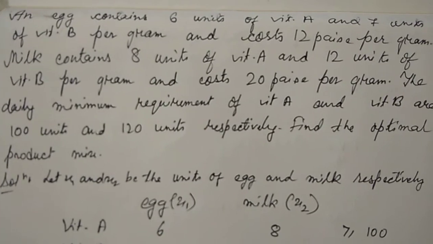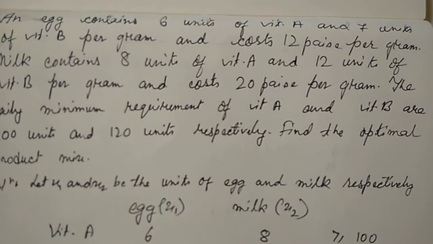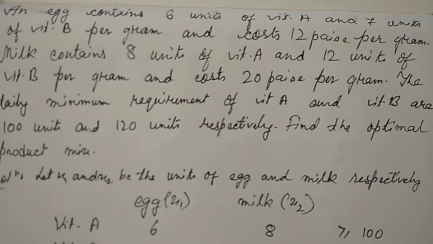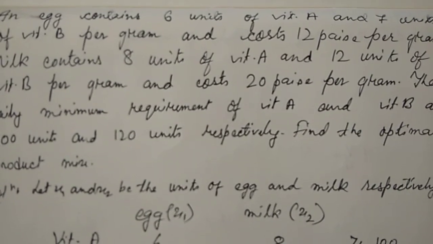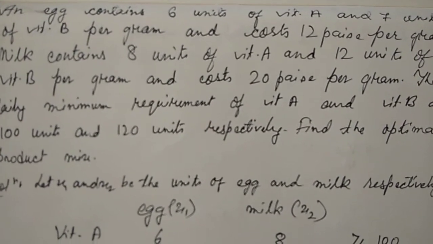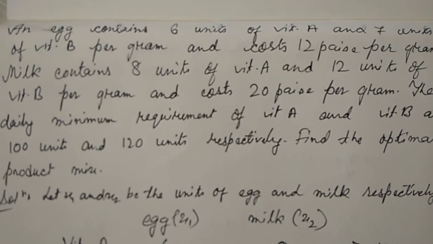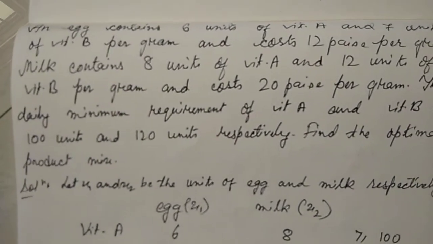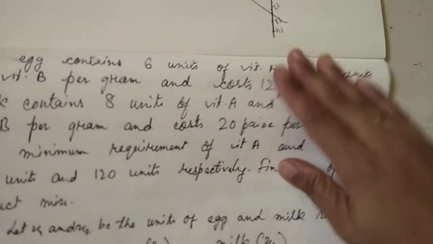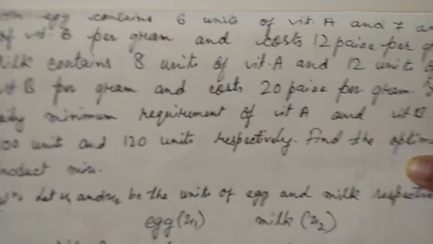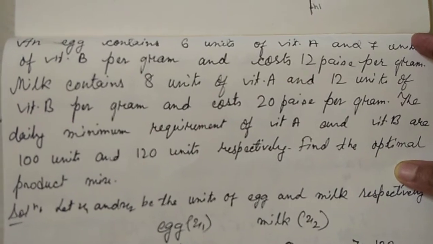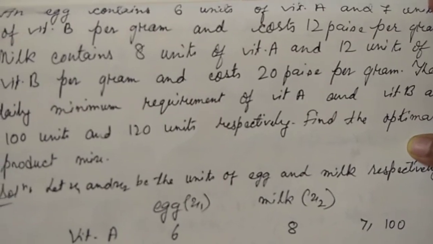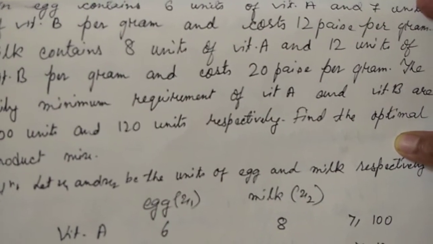Here you can see that the two items we need to calculate are egg and milk. We know that each egg contains 6 and 7 units of vitamin A and B respectively, and an egg costs 12 paise per gram. So we know the cost of egg and the cost of milk, and we also know the quantity of vitamin A and B contained per gram of egg and per gram of milk. With this information we need to formulate the problem first.